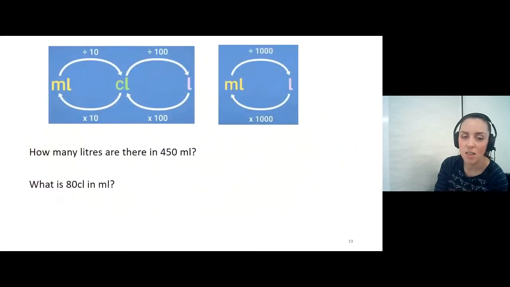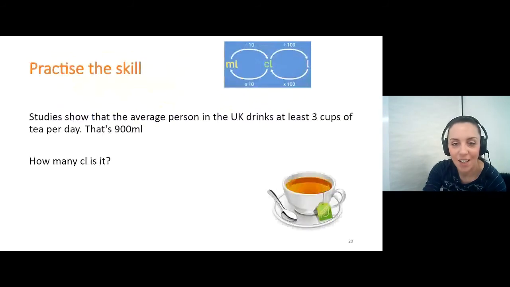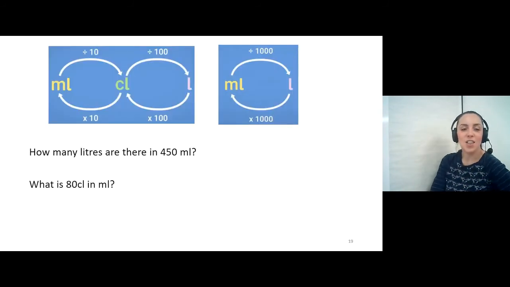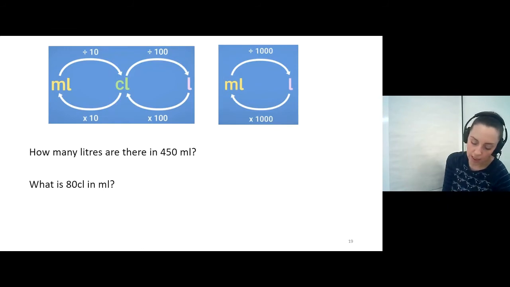So as I mentioned, I'm going to keep the conversion up at the top there when we answer some of these questions. So looking at the conversions then here, how many litres are there in 450 millilitres? Anybody want to have a guess or a go?